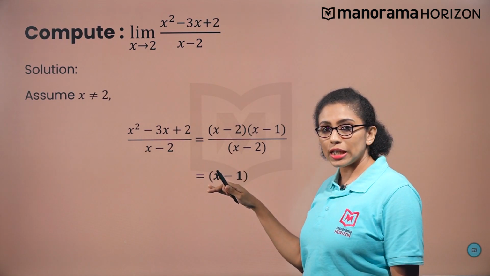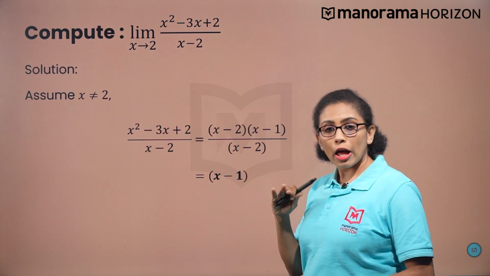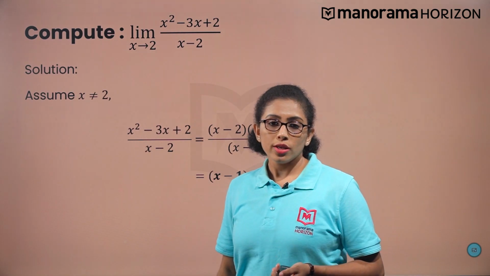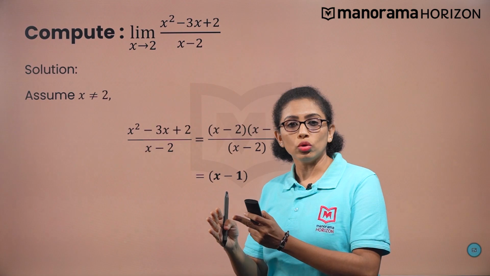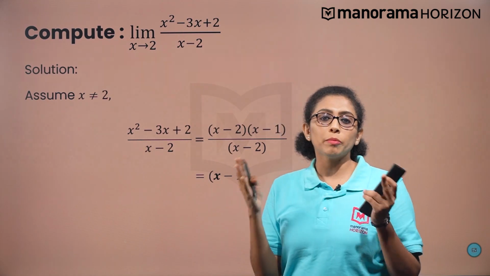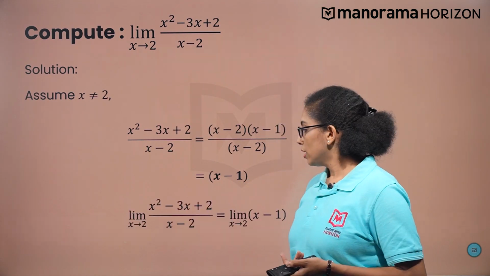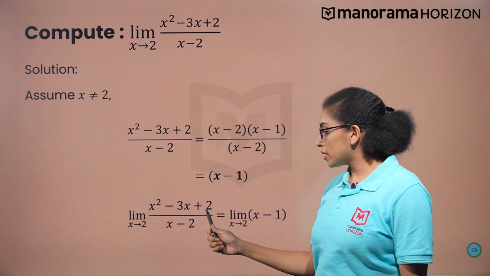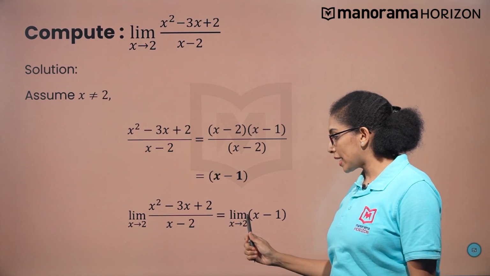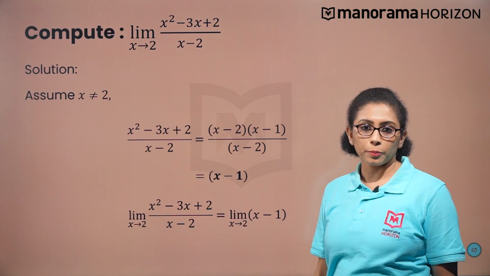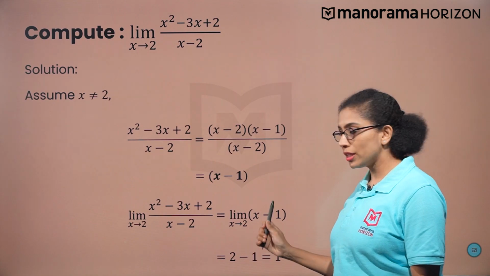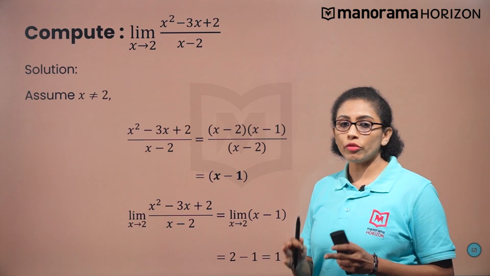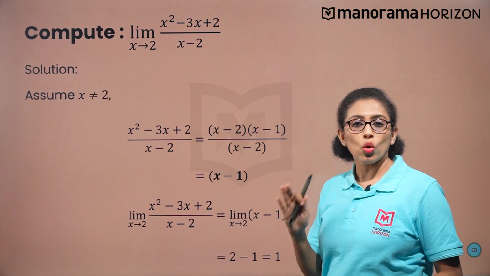So our function is equal to x minus 1 everywhere except at one point, that is x is equal to 2. So for all values of x near 2, the function is equal to x minus 1. This means that limit x tends to 2, our function x square minus 3x plus 2 by x minus 2 will be equal to limit x tends to 2 x minus 1, which is equal to, applying the value 2 minus 1, we get it as 1. So the value of the function we get here is 1.